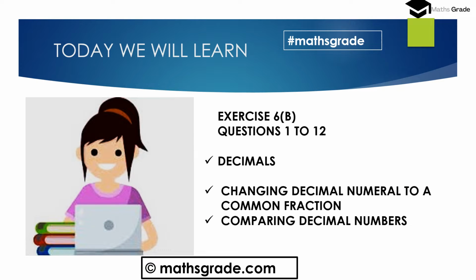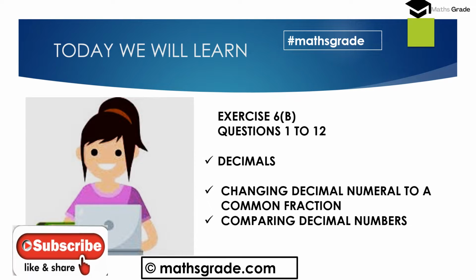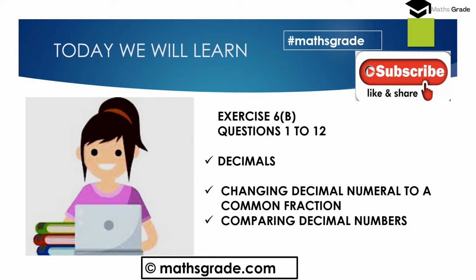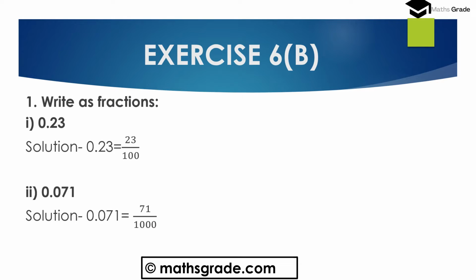Today we are going to solve questions 1 to 12 of Exercise 6B of Chapter 6. The chapter name is Decimals, and the topics are changing a decimal numeral to a common fraction and comparing decimal numbers. Let's solve some questions. Now we will solve question number 1. Question number 1 is: write as fractions. First part is 0.23.